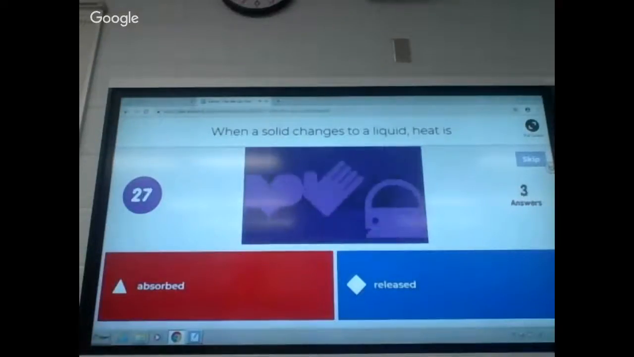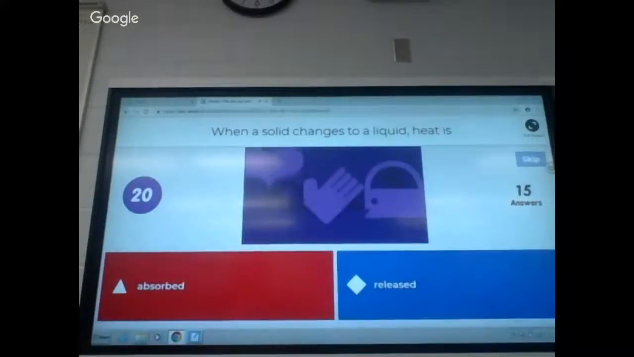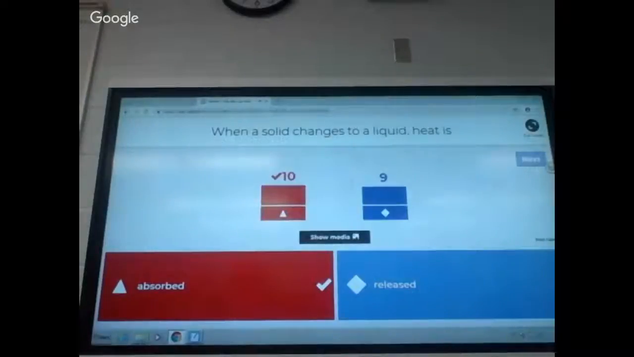Solid changes to a liquid. Oh, we gotta use big words. Added, given off. I'm pretty sure you're not going to see added and given off on the exam. Well, that's good. We're split half and half. In order to change to a liquid, does the solid have to move faster or does it have to slow down? If it has to move faster, you have to add the heat. That's why it's absorbed. The solid has to go faster. If it has to slow down, it's released.